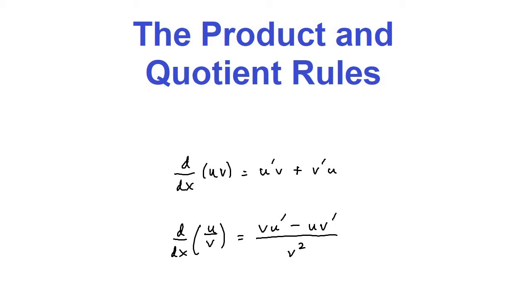So let's take a look at the product and quotient rules. Starting off with the product rule, let's say you try and take the derivative of two functions u and v being multiplied by each other. Then the formula to use the product rule is going to be u prime v plus v prime u. So the derivative of the first function times the second unchanged plus the derivative of the second function times the first unchanged.